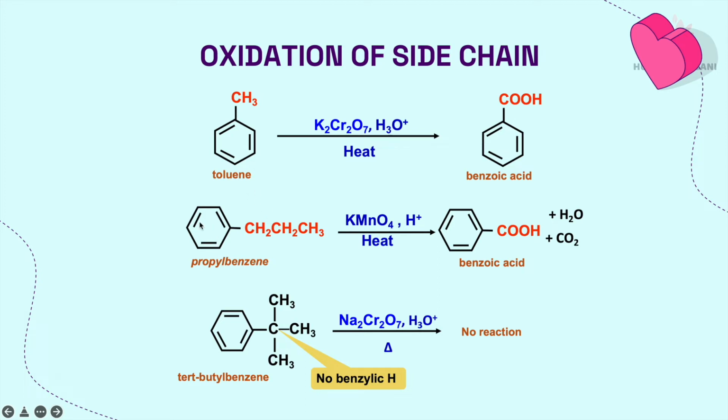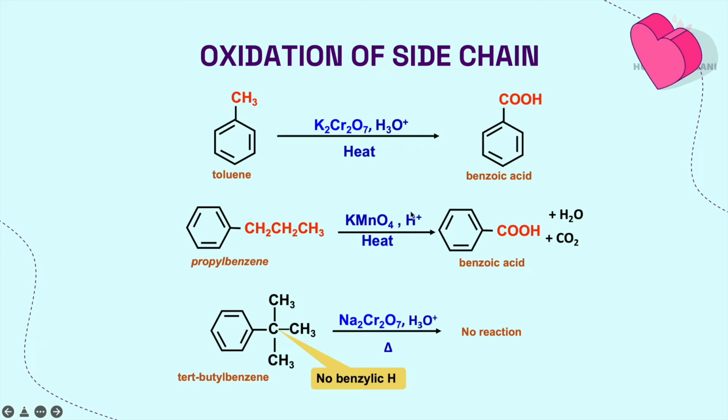And then propylbenzene. So here the benzene ring is very stable, so it will not undergo oxidation, but the side chain, the carbon that has hydrogen. So this carbon that is attached to the benzene ring, only this carbon will undergo oxidation. Ignore other carbons, so it will become COOH. So just ignore the other carbon over here, and the side products are water and carbon dioxide.